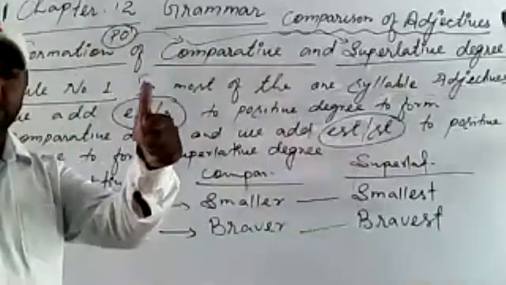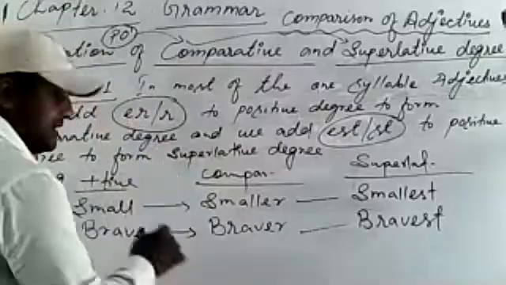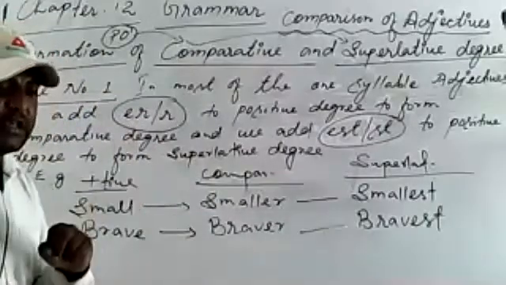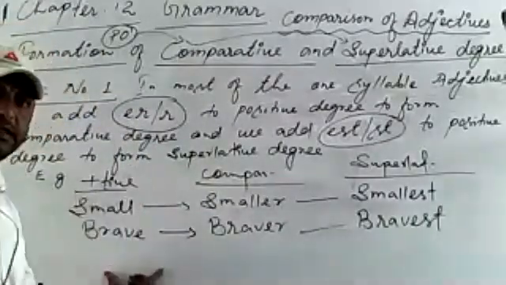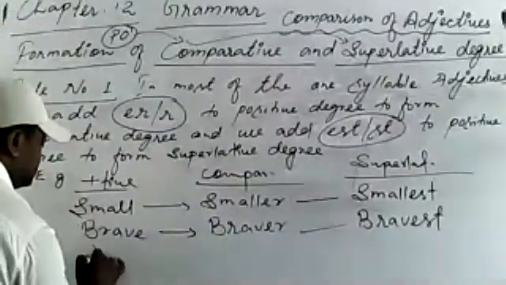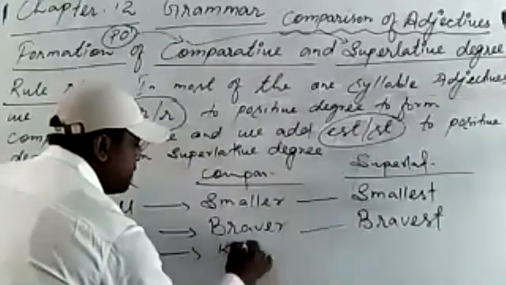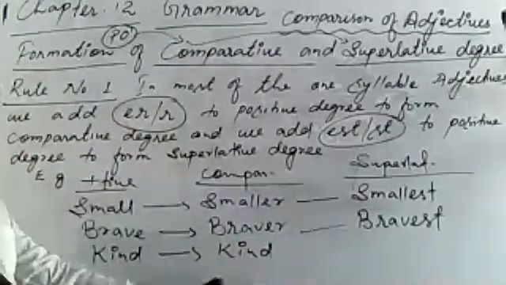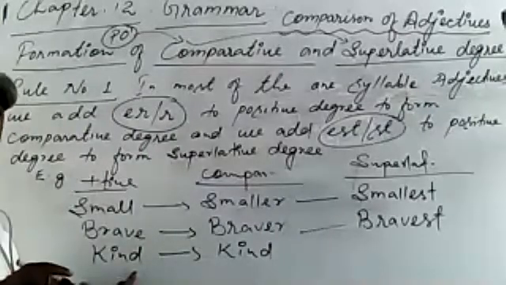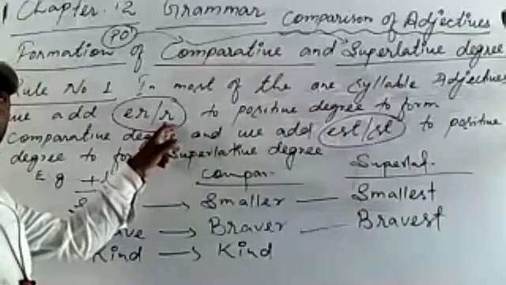I hope it is clear, students. Clear, everybody? Yes. Now, once more, let us see some more examples. Two more examples I can show you till here. Yes, I can show you two more examples. Now, look here. Kind. Now, what I am going to use here to change this positive degree kind to kinder, I am going to use here er or r.